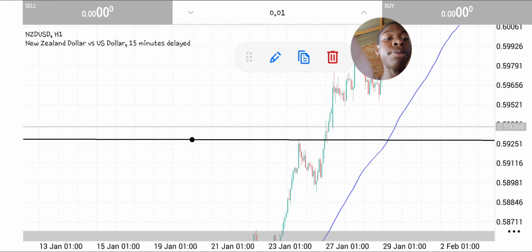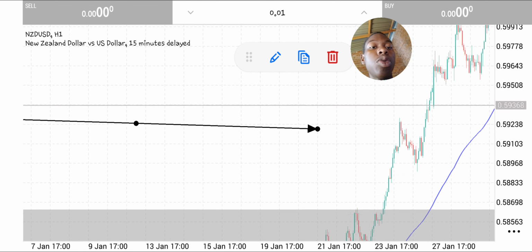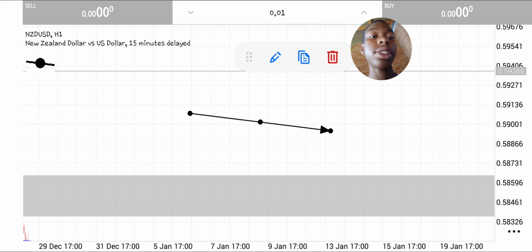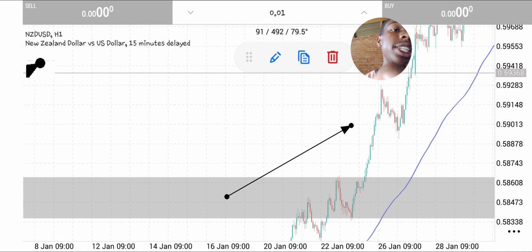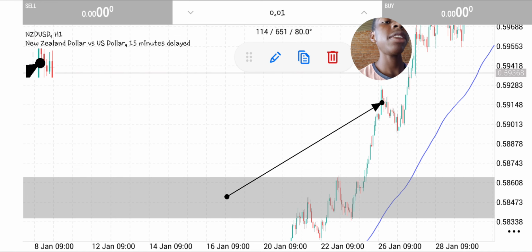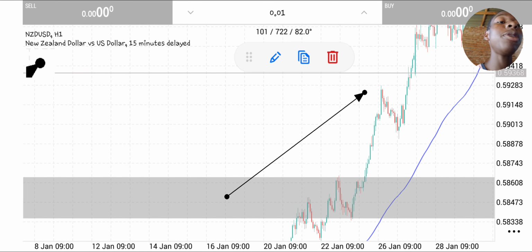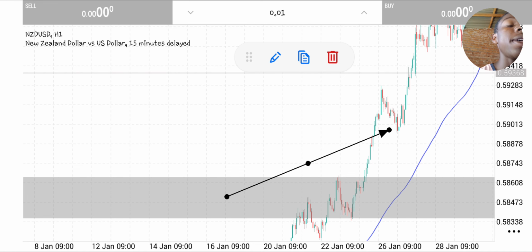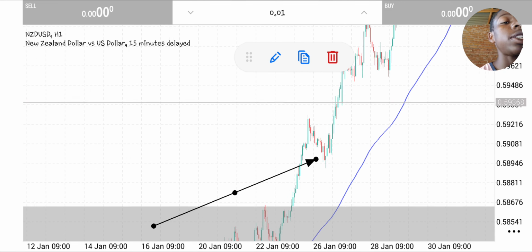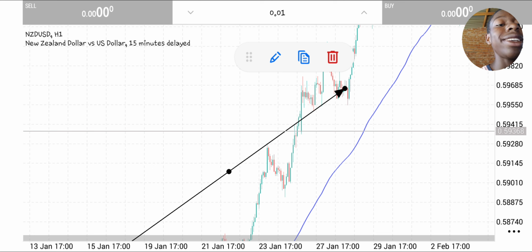You don't enter at this particular level. If you over leveraged, you are going to definitely get your account blown. You simply wait for price to make this pullback and you enter at these lows over here. And then you use these lows as your entry zones, and then you simply wait.